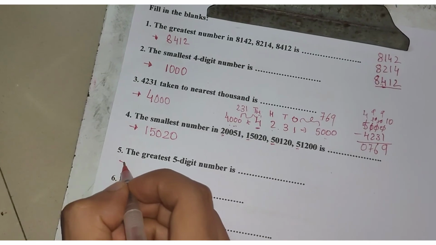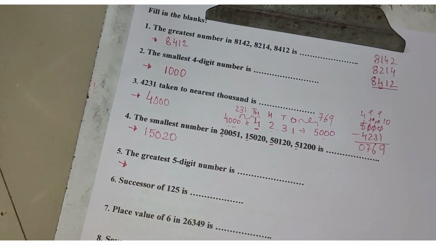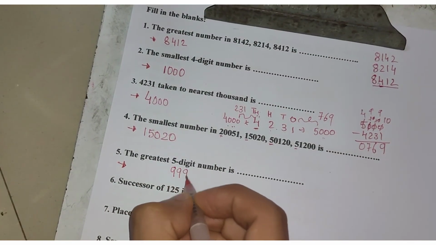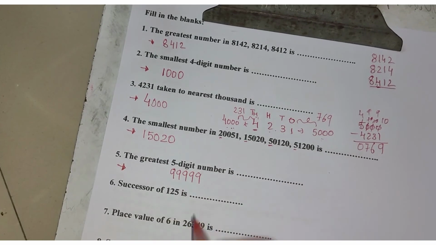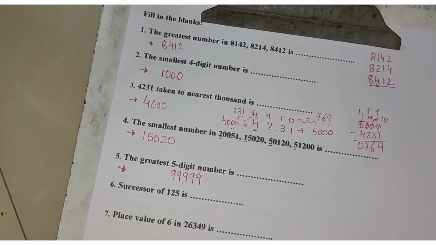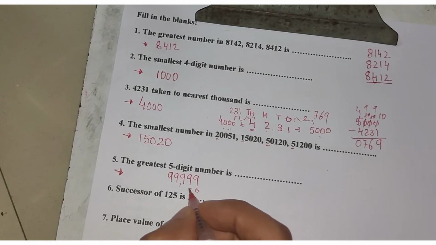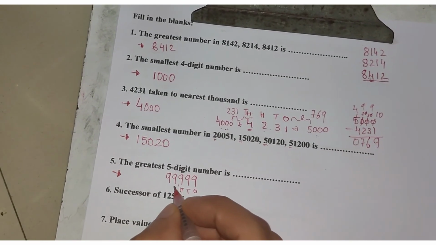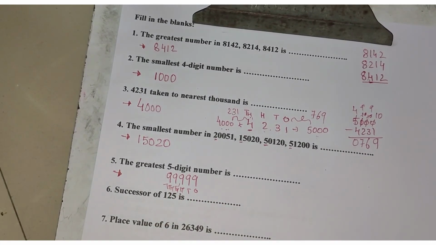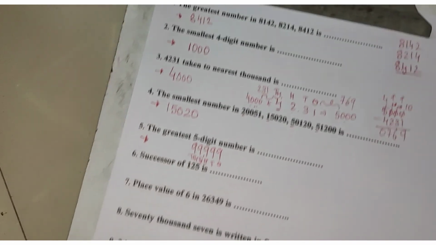Then the greatest 5-digit number. We all know that the single digit greatest number is 9. So 5 times 9 will be the greatest 5-digit number, and that is 99,999. Okay, this is ones, tens, hundreds, thousands and 10,000. So we can say that 99,999 is the greatest 5-digit number.